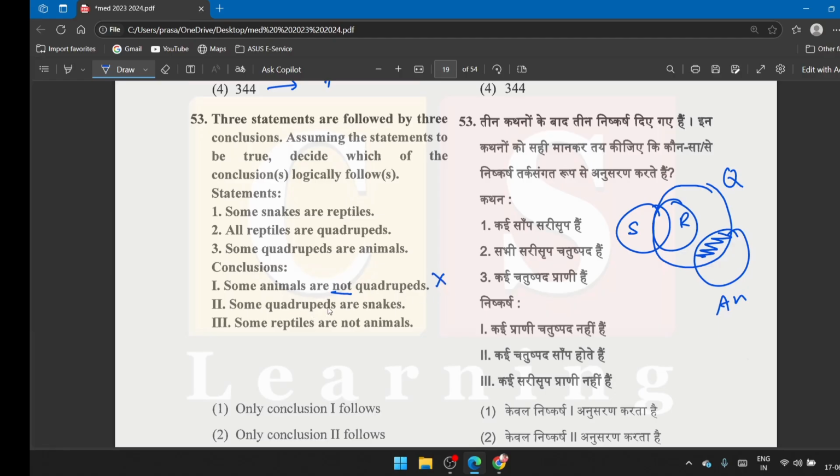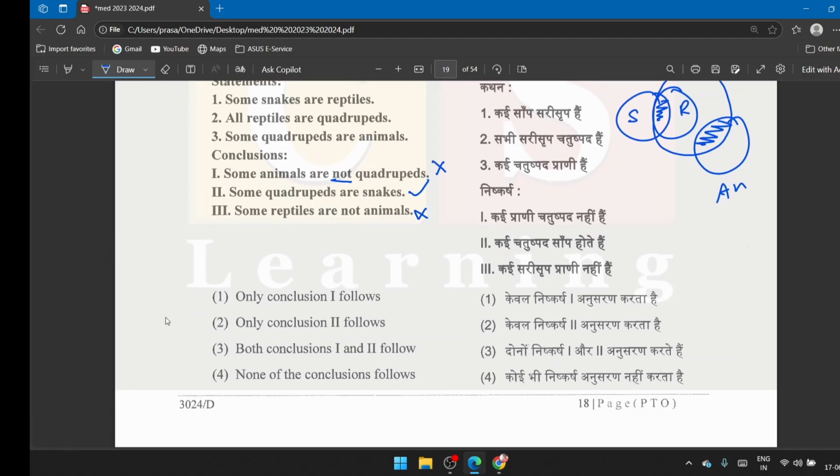Some quadrupeds are snakes. Yes, some quadrupeds are snakes. Some reptiles are not animals. Reptiles have no relation with animals, so we don't know about any definite conclusion. That is why this is also wrong. So what happens here? Only 2. That is option 2.